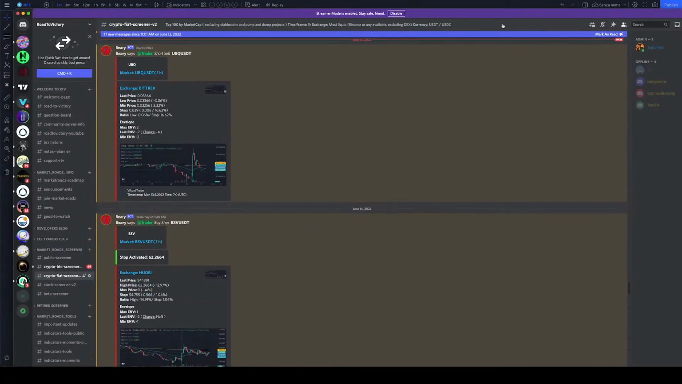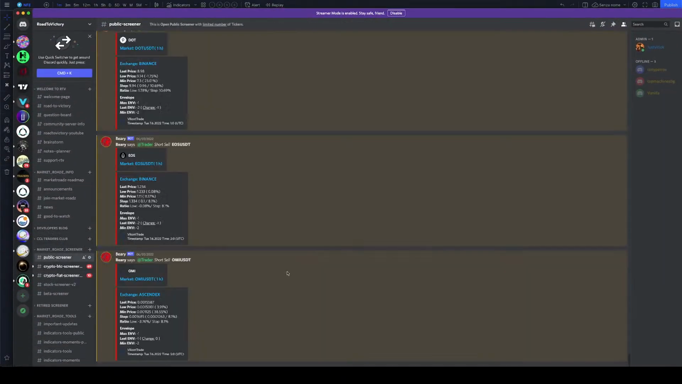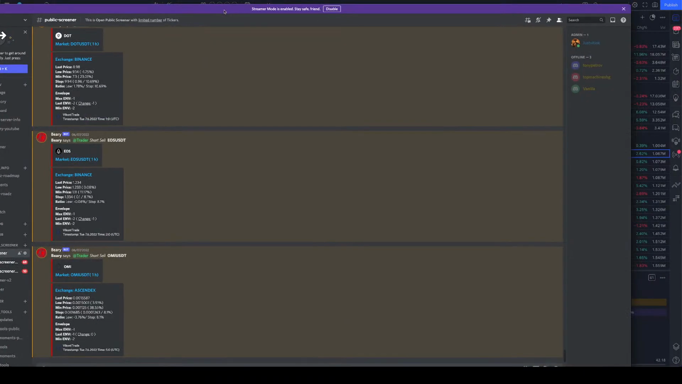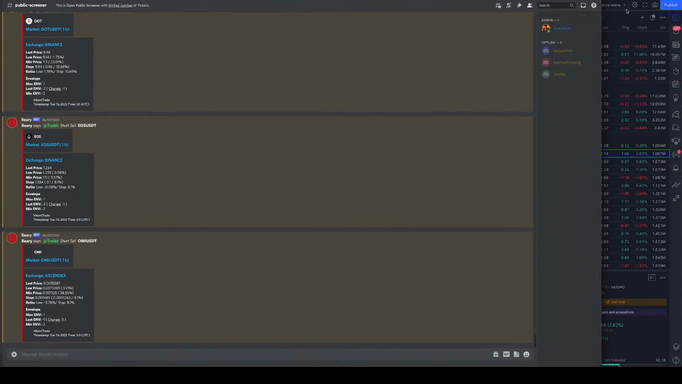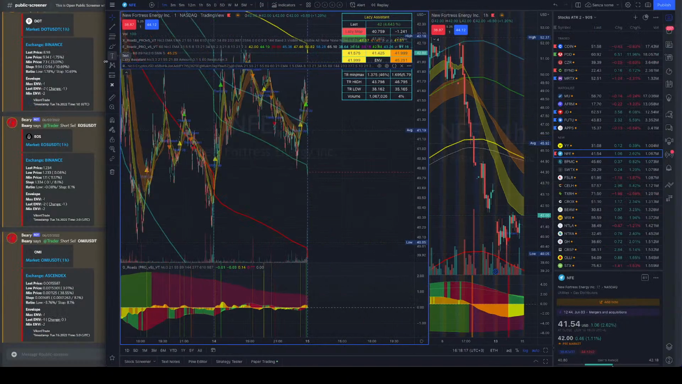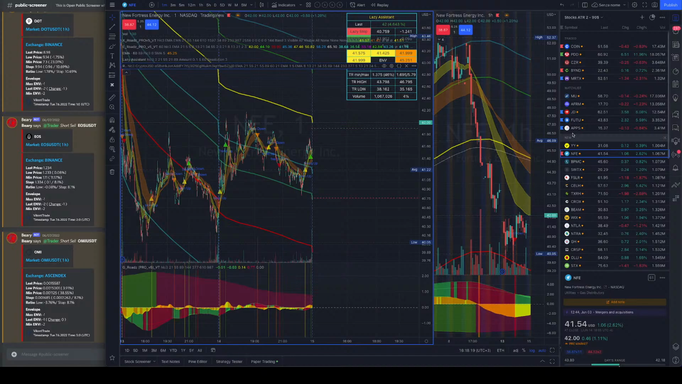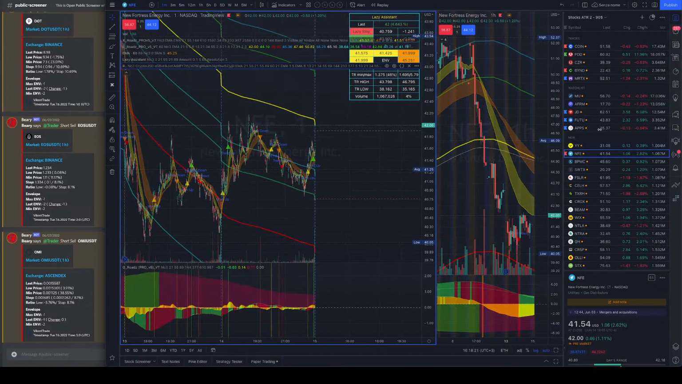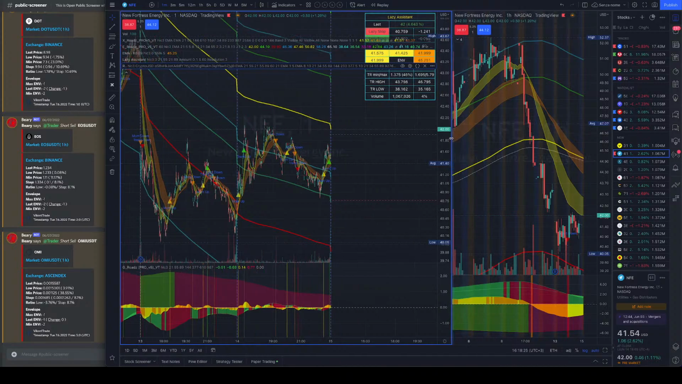Yeah, on Discord, it will be visible on the public screener. Let's see if we can get some good trades from it. The chart visible. Chart more than the watch list. So let's go to the next one.